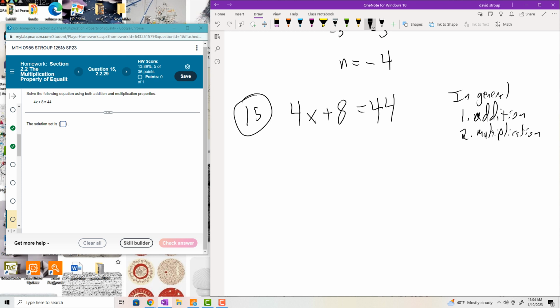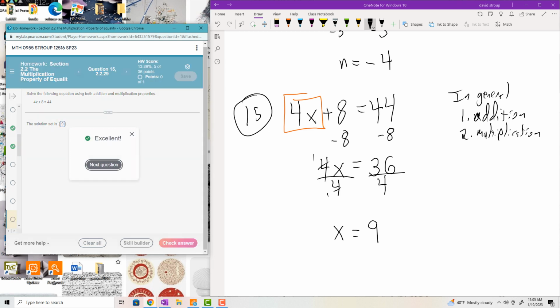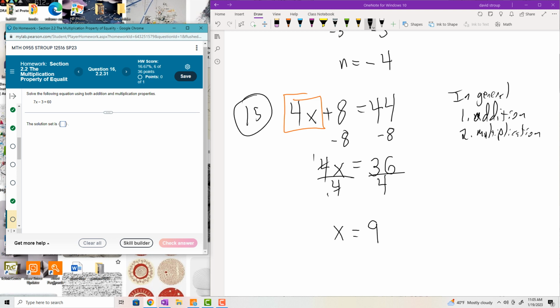Okay, so first I want to isolate the variable term. I want to get that 4x all by itself, right? So I'm going to move this 8 to the other side. And then on the right, I get 36. And then finally do the multiplication property. So in this case, I'm doing division, or you could think of it as multiplication by 1/4. On the left, 4 over 4 is the same as 1 over 1. So we get x. And then on the right, 36 divided by 4, that's just 9. Okay. Let's pop that in there and see if it's right. Yay.